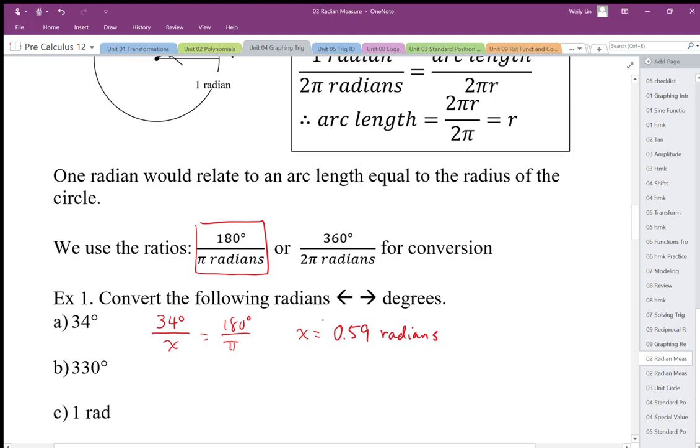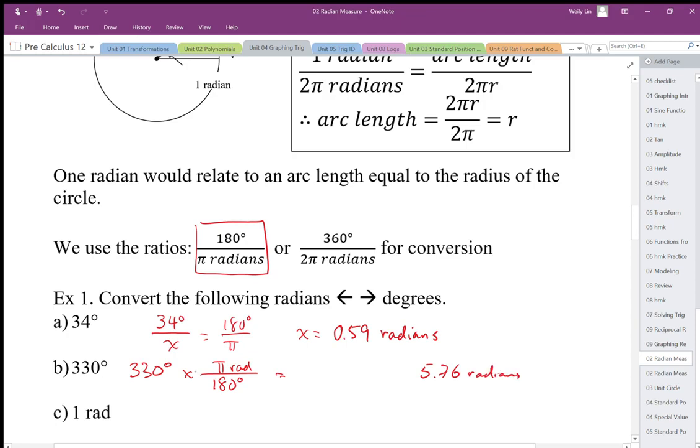When you use your times-divide strategy, I have 330 degrees. I need to get rid of the degrees, so I'm going to multiply it with the degrees on the bottom. There's my ratio, radians on top, degrees on bottom, so the degrees cancel out and I should be left with radians. So here I'm going to go 330 times pi divided by 180. It's going to give me 5.76 radians. I'm just going to write it over here. It's about 5.76 radians.